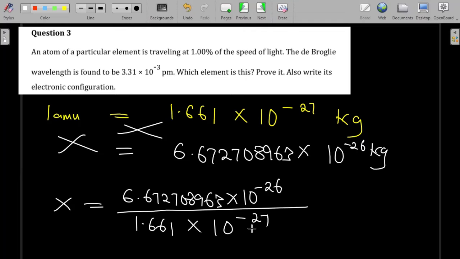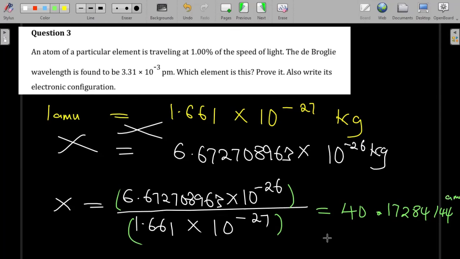So just put this on your calculator. Make sure you put them in brackets, even this in brackets, and then divide them. The answer that I'm getting is 40.172844144. So these units here are now atomic mass units. We can round this off to approximately 40.17 atomic mass units.